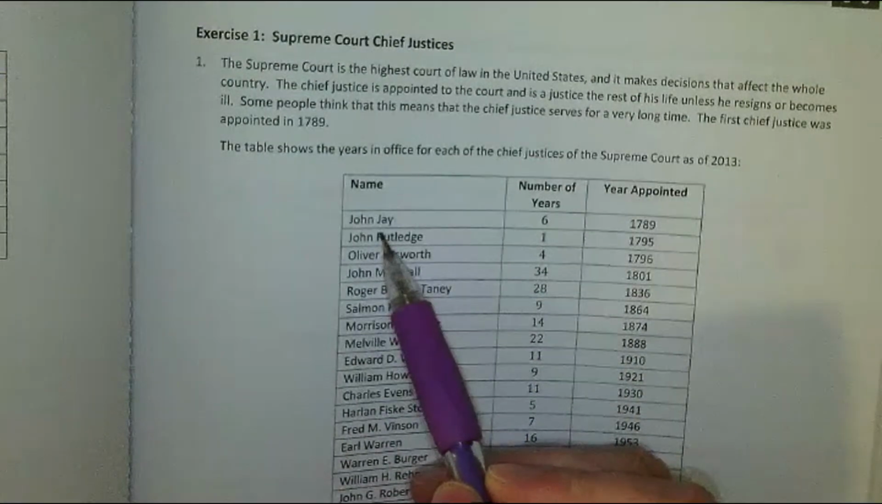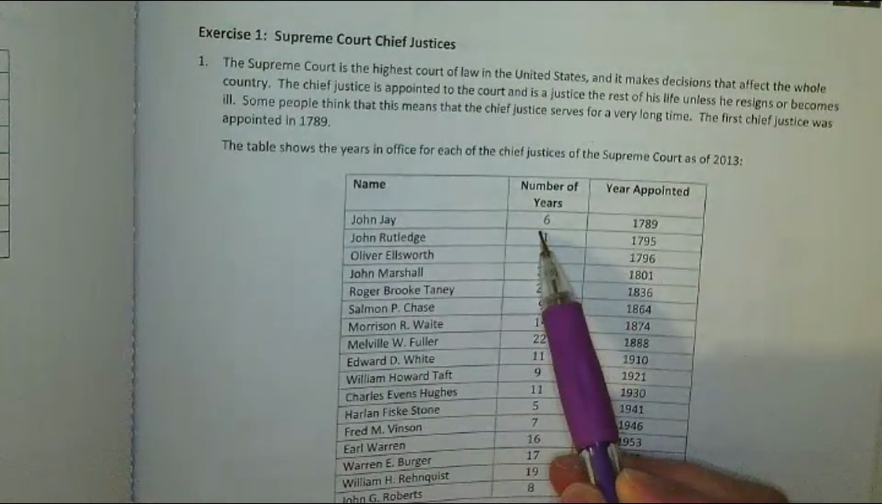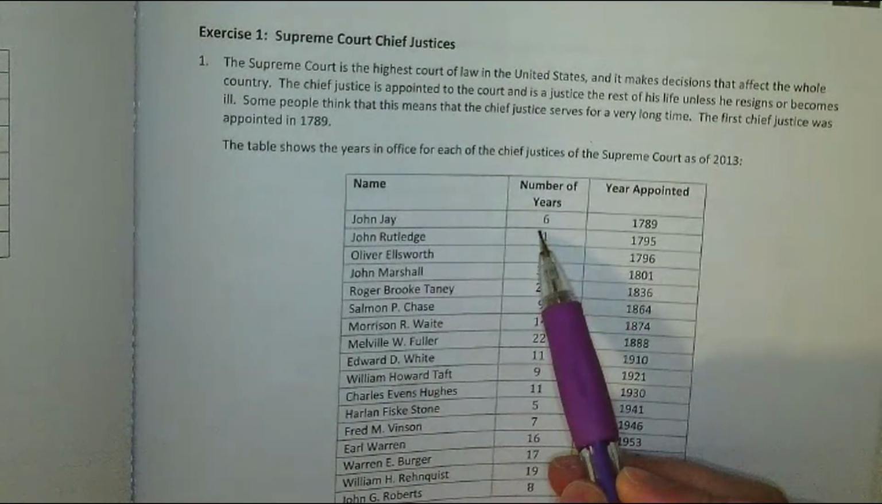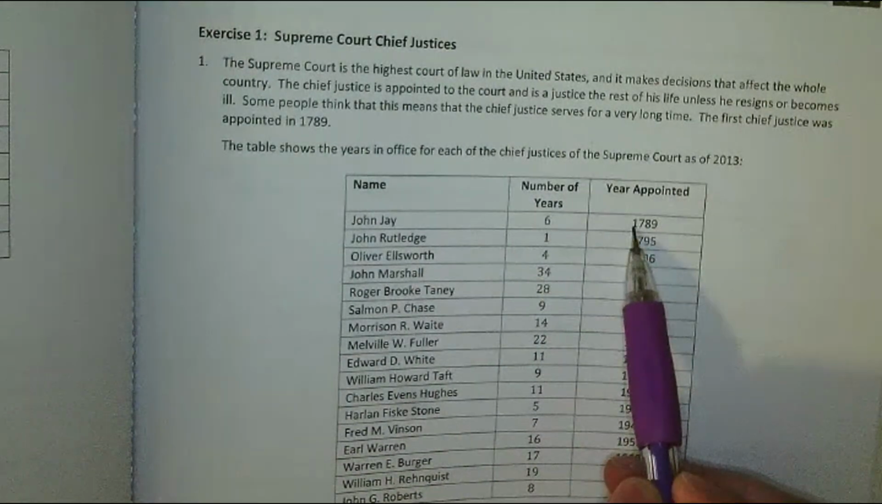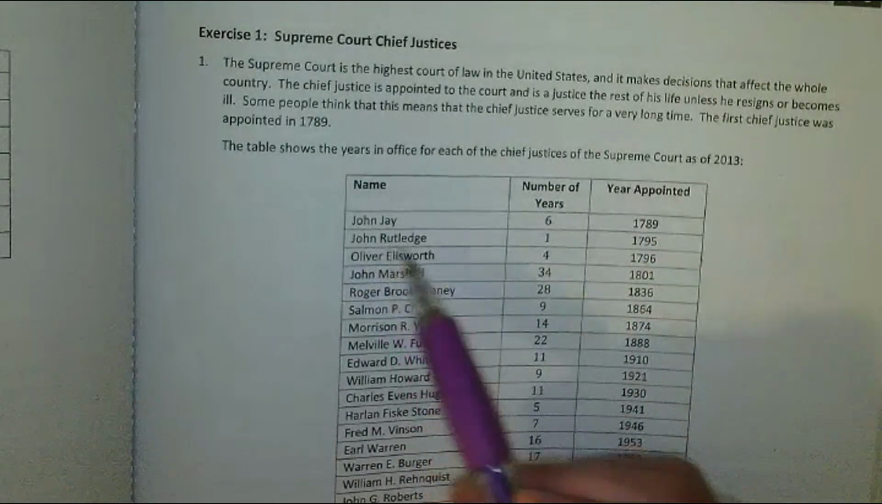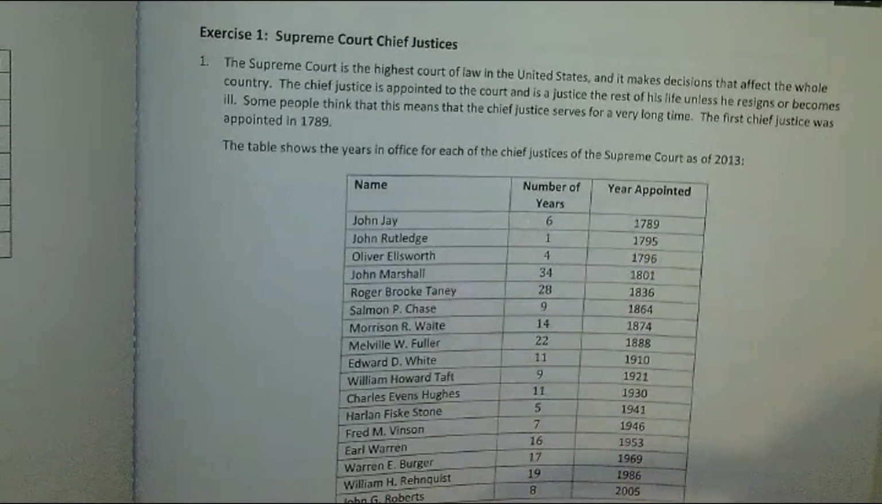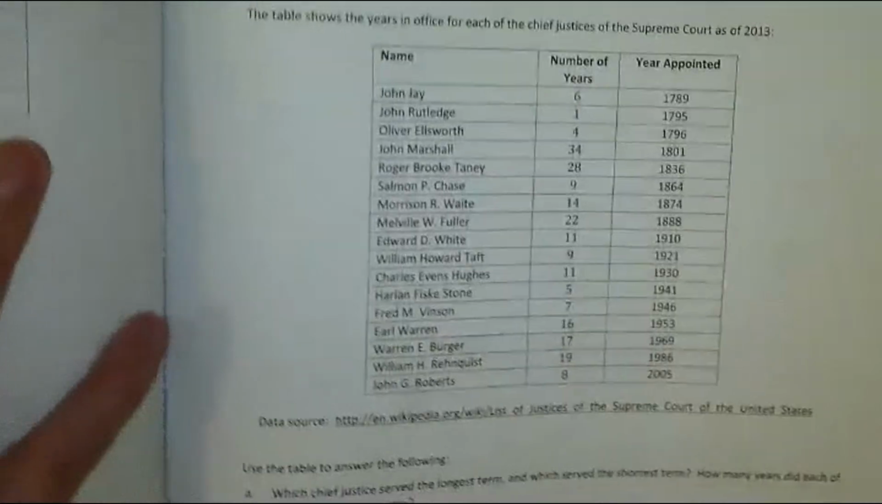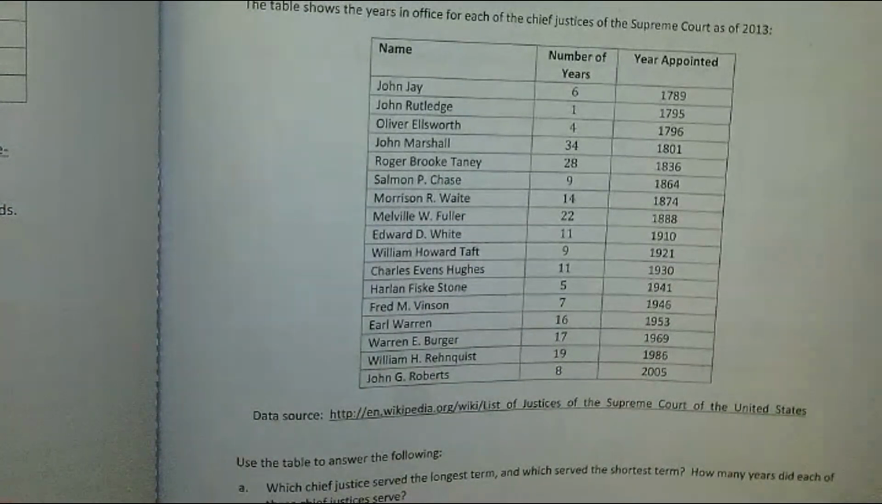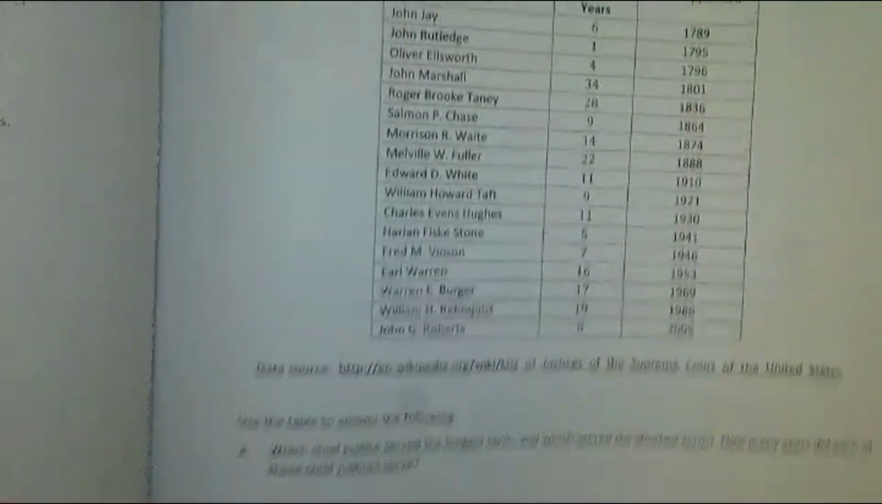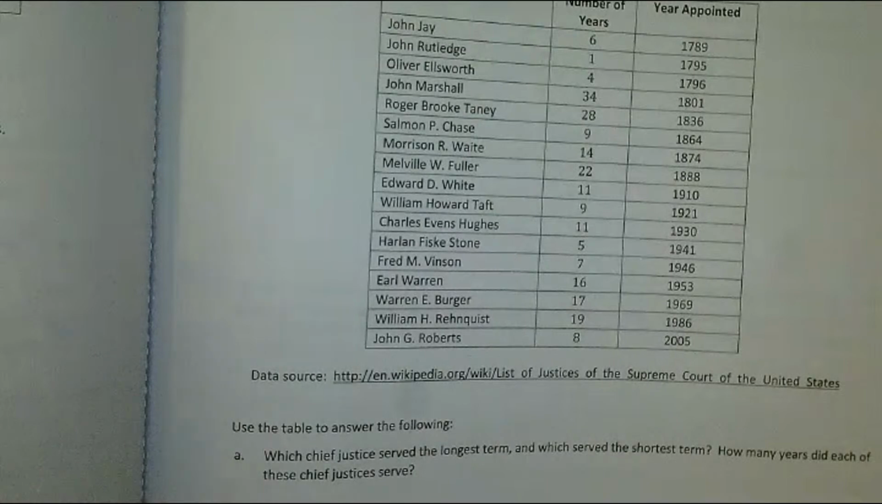So we have John Jay. He was a Supreme Court Justice for 6 years, and he was appointed in 1789. And then you have John Rutledge, 1 year, and he was appointed in 1795, and so forth, okay? So I'm down at this part, on the A part. So use the table. Use the table to answer the following questions.